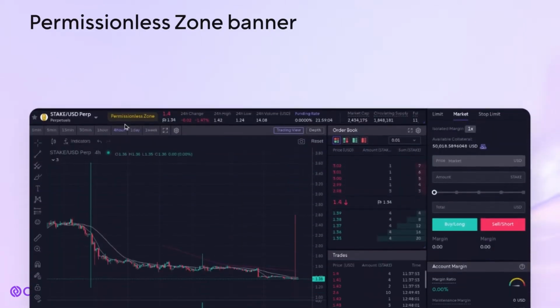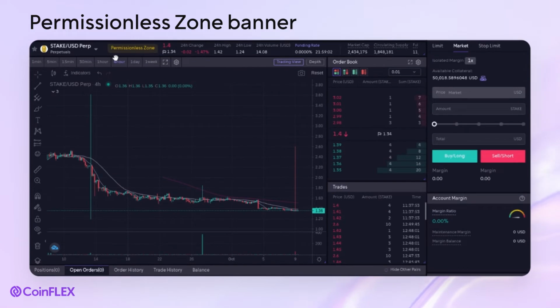Permissionless Zone Banner. The Permissionless Zone banner indicates that the tokens in this zone are listed directly by users as perpetual futures or spot markets. Please note that these tokens are subject to higher volatility, and trading is only allowed in the designated sub-account using isolated margin.